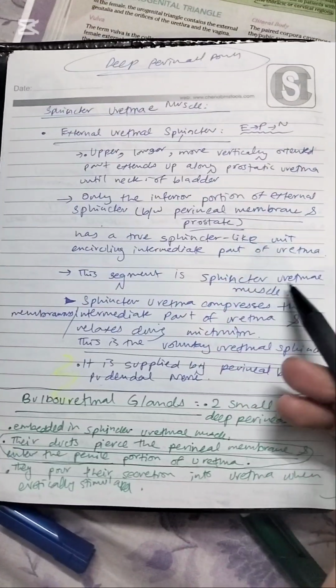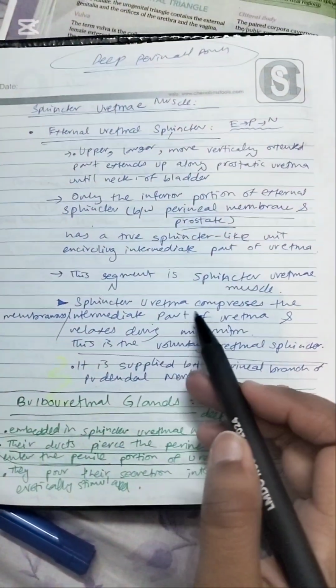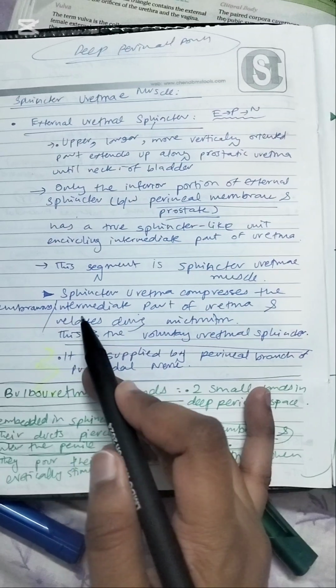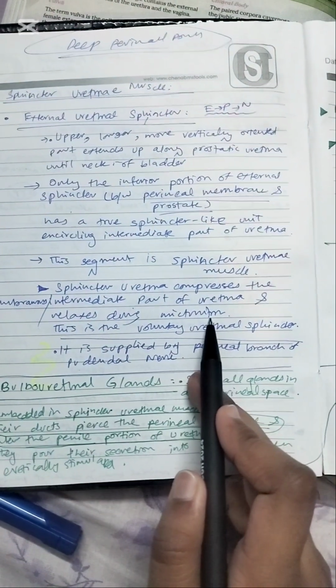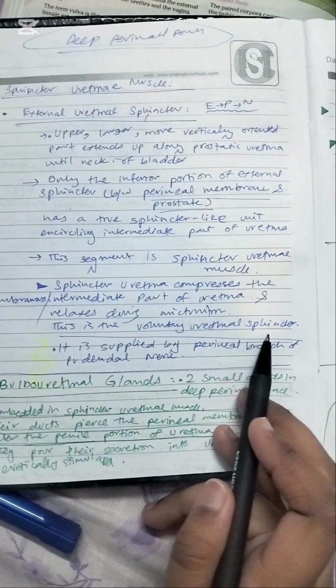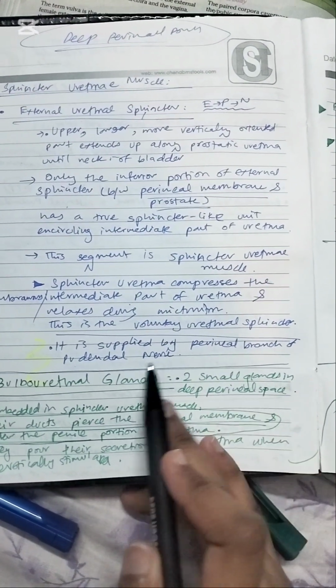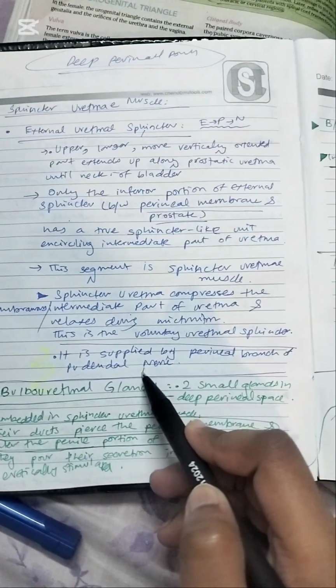This segment is the sphincter urethrae muscle, and the sphincter urethrae is going to compress the membranous part of the urethra, and it is going to relax during micturition. This is a voluntary urethral sphincter. It is supplied by the perineal branch of the pudendal nerve, like in the superficial perineal pouch supply.